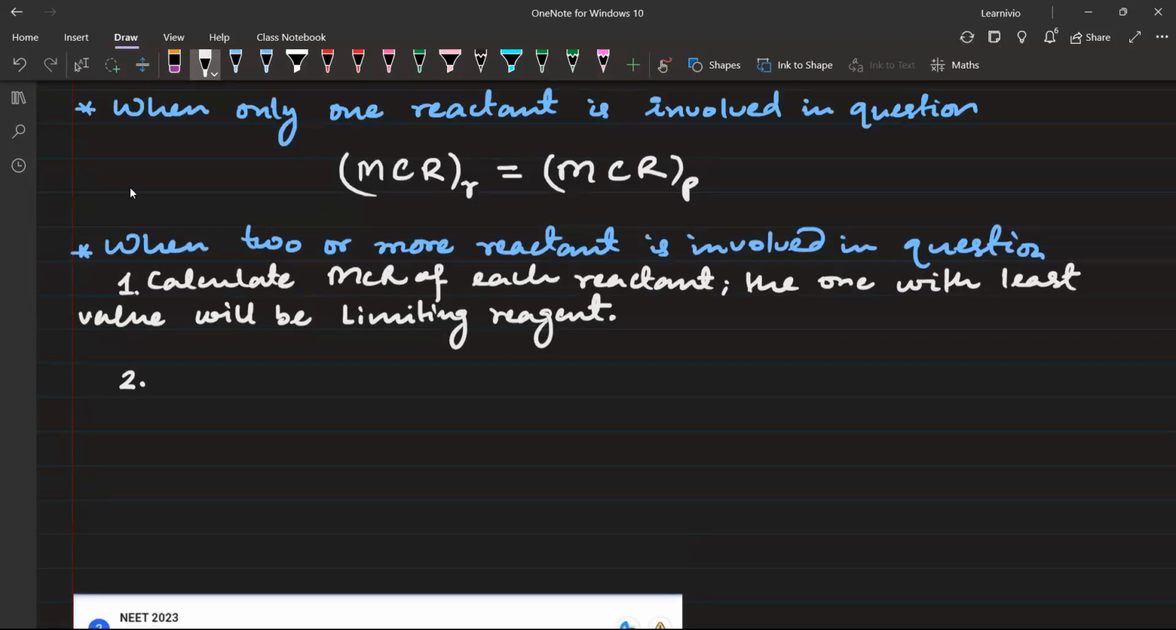The second point is that the MCR of the limiting reagent will be equal to the MCR of the product. These are the two steps.